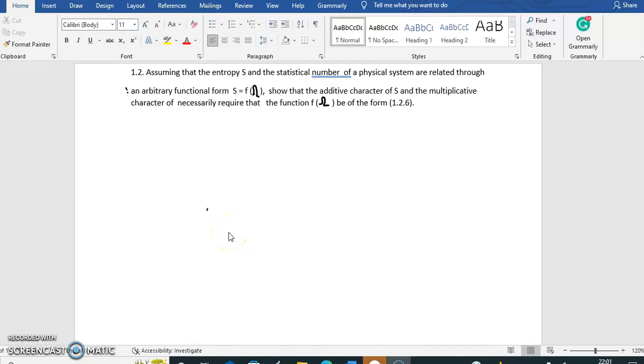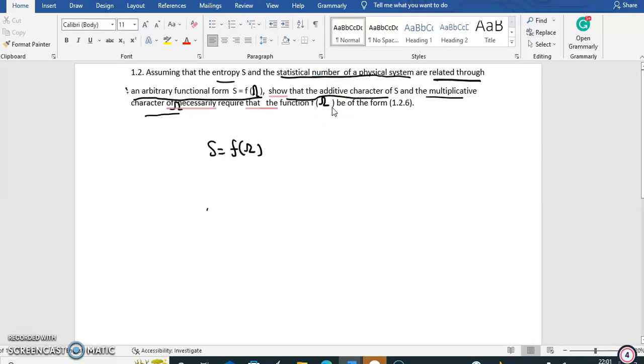This is question number 1.2 of R.K. Pathria. In this question, it is given that entropy S and statistical number omega of a physical system are related through the functional form S = f(omega), where omega is the arbitrary statistical number and S is a function of it. Given the additive character of S and the multiplicative character of omega, the function f(omega) must be of the form 1.2.6. So what is 1.2.6?